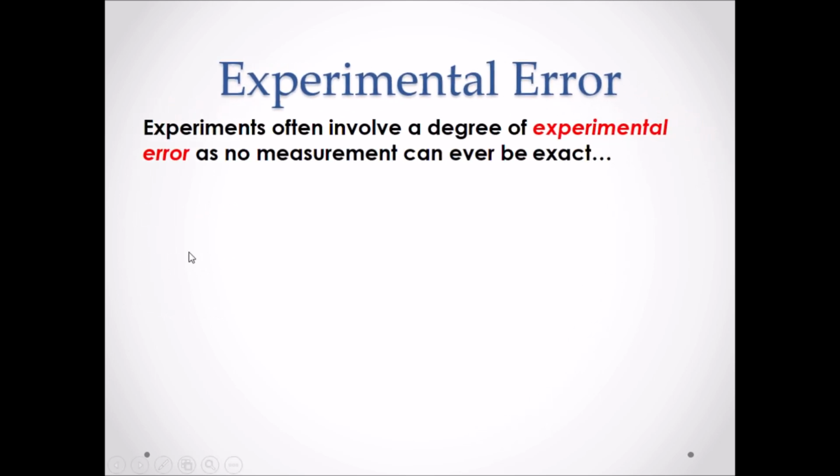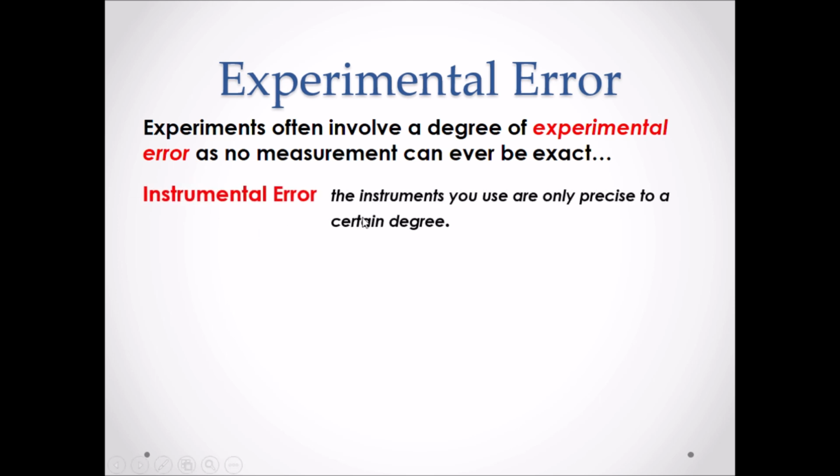Experimental error. Experiments often involve a degree of error, as no measurement can ever be exact. Experimental error is the reason why we say quantitative reactions proceed to 99% completion. We cannot say that they will proceed to 100% completion because of experimental error. Below are a few examples of experimental error.